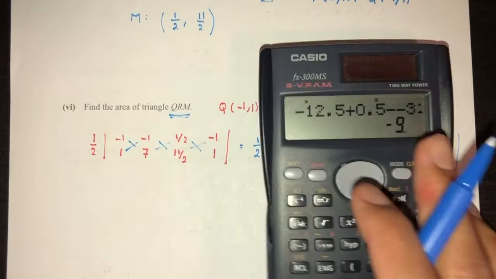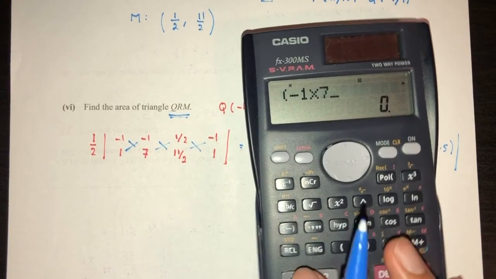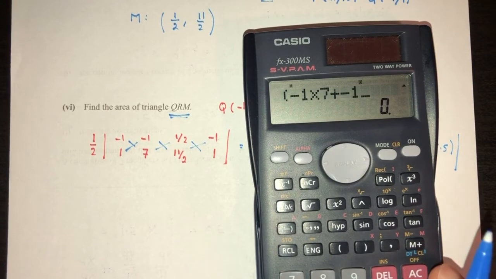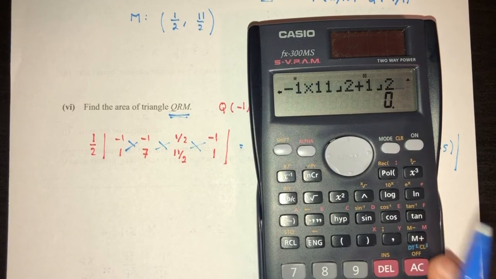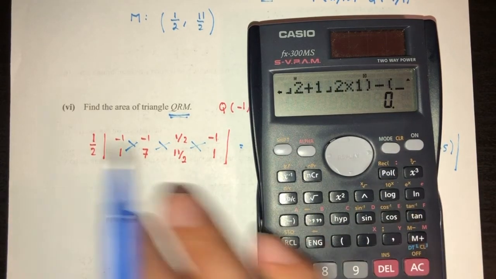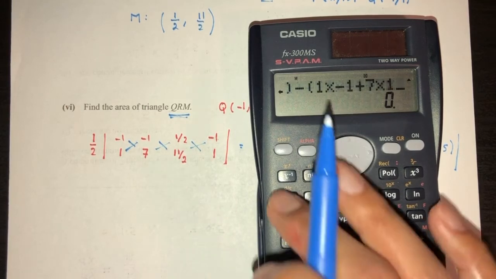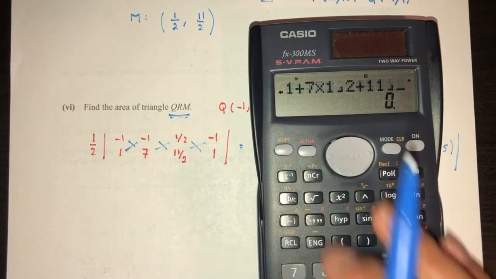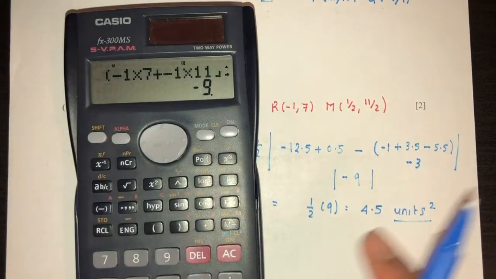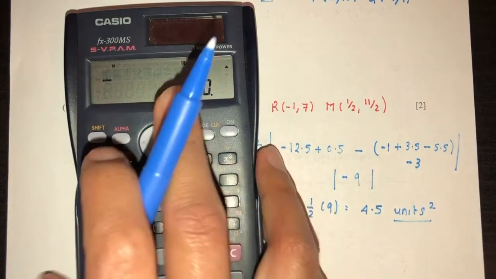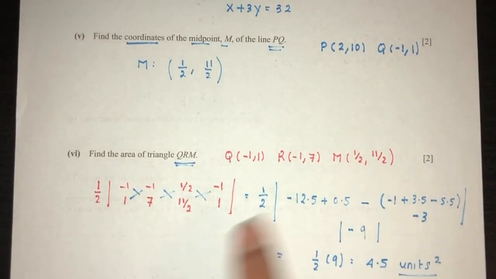So let's double check. First, let's do in this direction. You will have minus 1 times 7 plus minus 1 times 11 over 2 plus half times 1. Then minus in this direction, 1 times minus 1 plus 7 times half plus 11 over 2 times minus 1. That will be minus 9. So that is correct. You will have this as your answer for the area of QRM by using their coordinates to find the area directly.